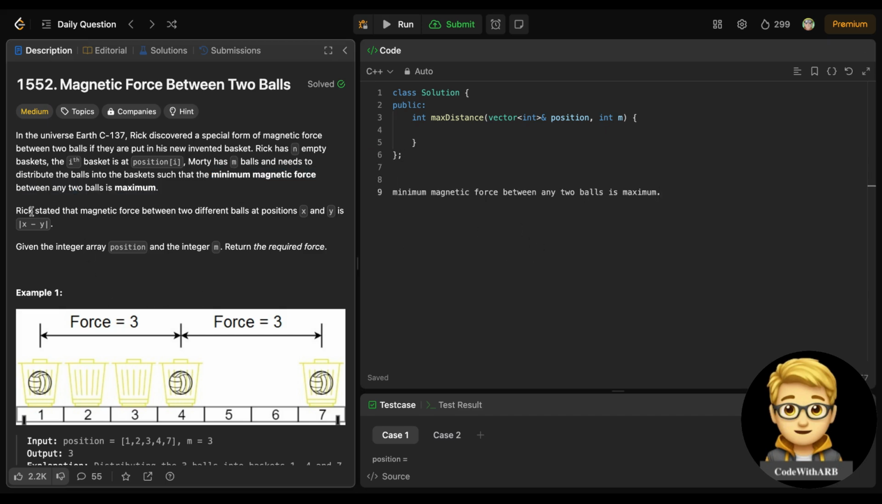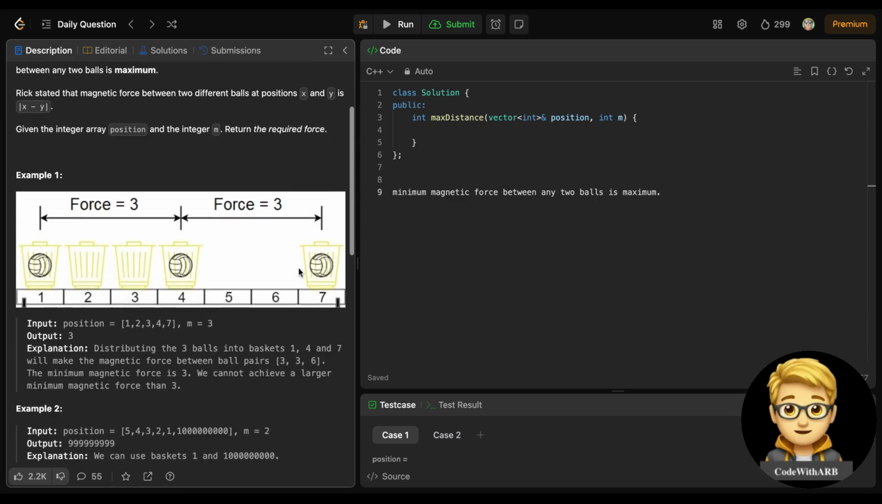So, Rick stated that magnetic force between two different balls at position x and y is mod x minus y, right? Basically, the difference between the positions of the baskets. Given the integer position and the integer m, return the required force. So basically, we need to put these m balls into the baskets which are at the positions given in the position array.